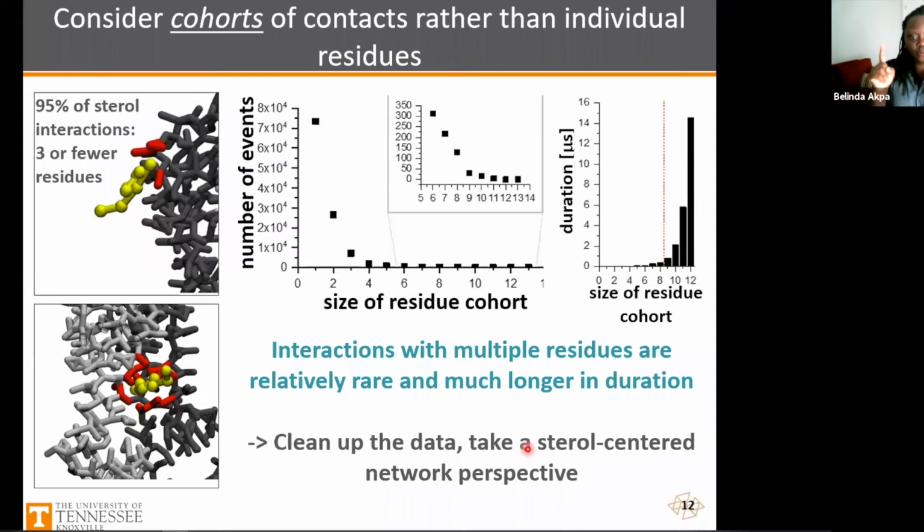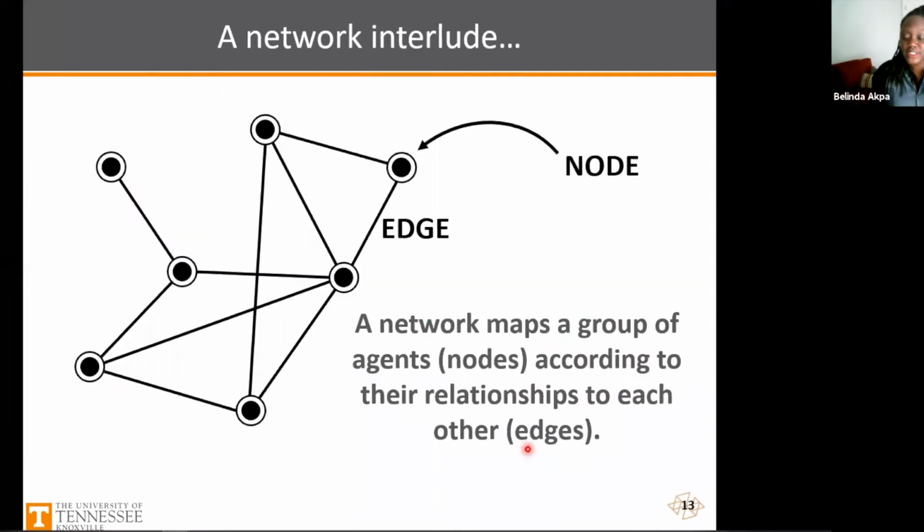There's a relationship between those residues too. If they're part of the same binding site, they should both be interacting with the same sterol molecule at the same time. So how do we build all of that relationship information into our analysis so that we can somehow identify what these binding sites look like from our data? This is where we decided to take a network perspective, because networks are very good at highlighting relationships.